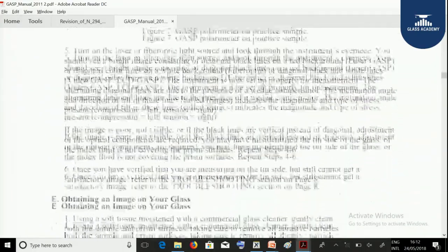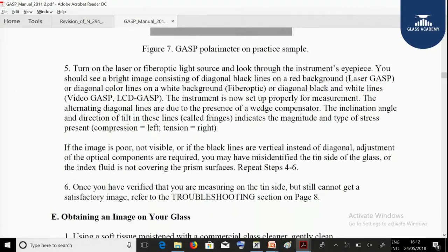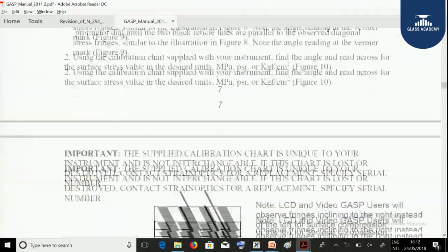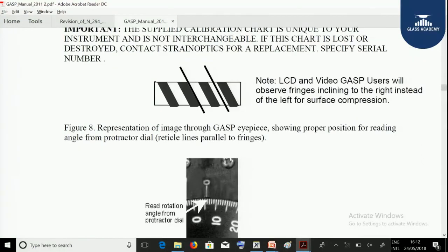Next, we will be placing a liquid index on the glass surface where we are going to measure the glass, and we will be measuring the glass for stress level at 5 different points. Inside the GASP you will have a protector where we need to match the protector angle with the stress lines. You can see in the figure there is a line. We are trying to match the lines of the glass stress as well as the protector.